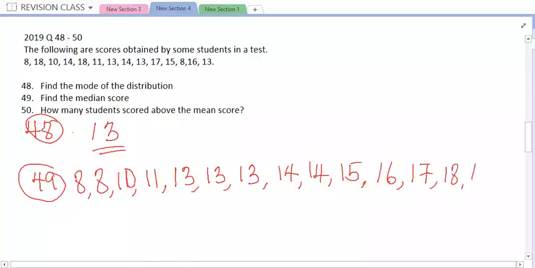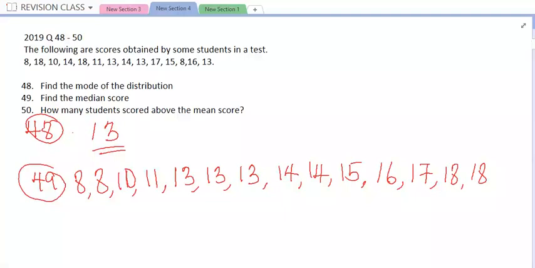Let us count the number of data to confirm if we're correct. 1, 2, 3, 4, 5, 6, 7, 8, 9, 10, 11, 12, 13, 14. Let's count the number up there too: 1, 2, 3, 4, 5, 6, 7, 8, 9, 10, 11, 12, 13, 14. So these are the data in ascending order.